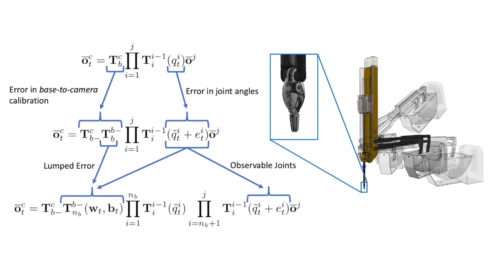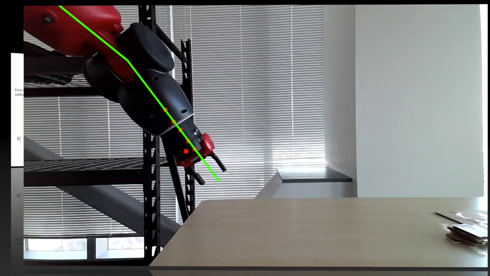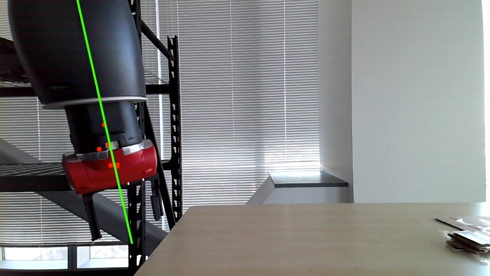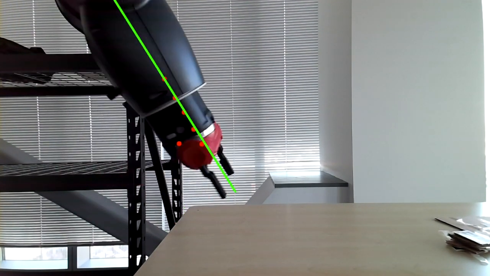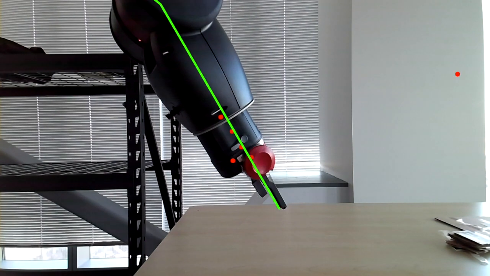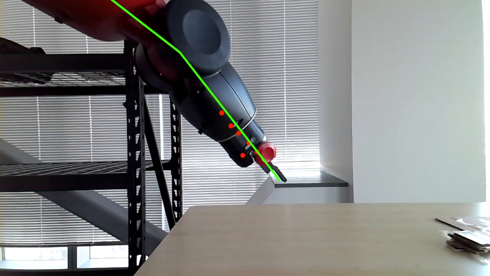To overcome this challenge, we propose a parameter reduction technique we call lumped error. The lumped error transform can be estimated directly and lumps together errors in the base-to-camera transform and the non-visible joint angles. To track the lumped error, we propose a particle filter which can utilize a variety of visual features such as markers, edges, and learned key points from deep neural networks.